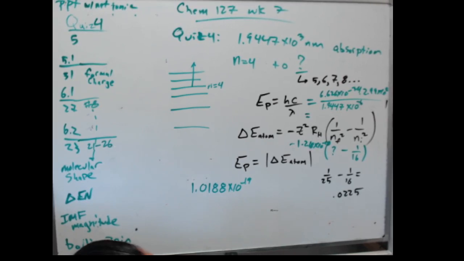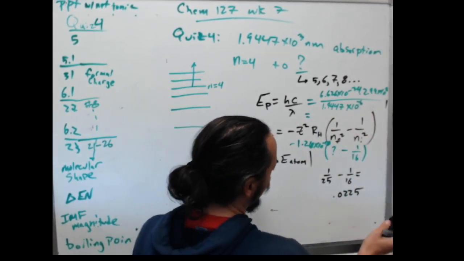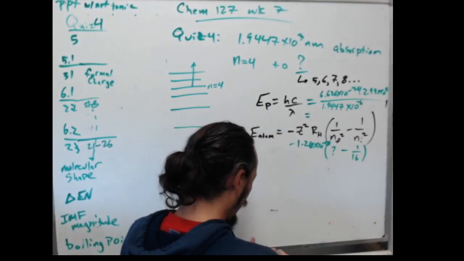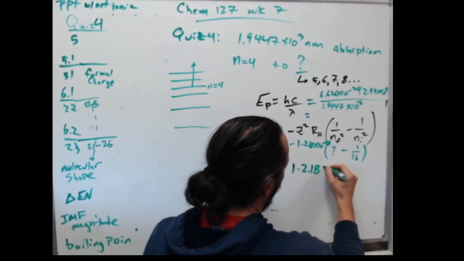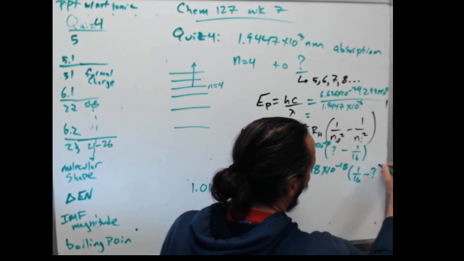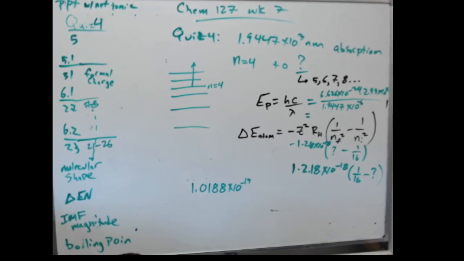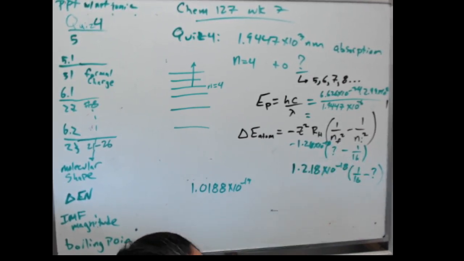So here's a way that you can deal with it when it is absorption, and that is bring the negative sign inside here. So it is 1 times 2.18 times 10 to the minus 18 times 1/16 minus question mark, right? That negative sign comes in, it flips the order. Now that whole thing is going to be positive, and we don't have to worry about the absolute value, because it's absorption, and this question mark is always going to be a smaller number than the 16th, right?